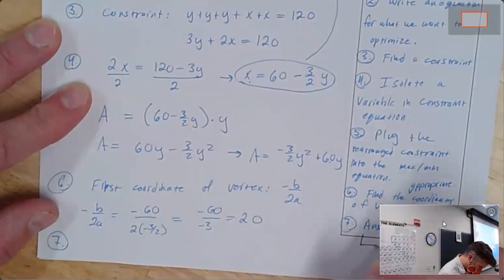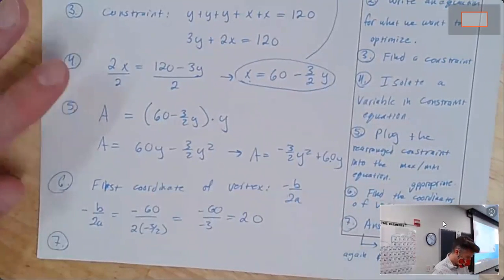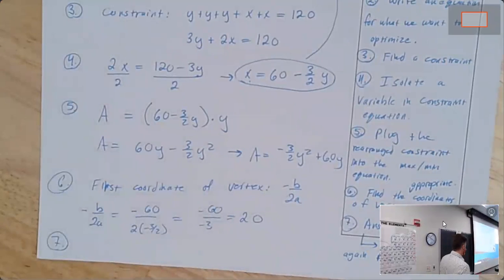When I say that, what I mean is read the question again and make sure. So we found the y thing. The y side is 20 feet long, but we still need to find the x thing. How long is the x side?